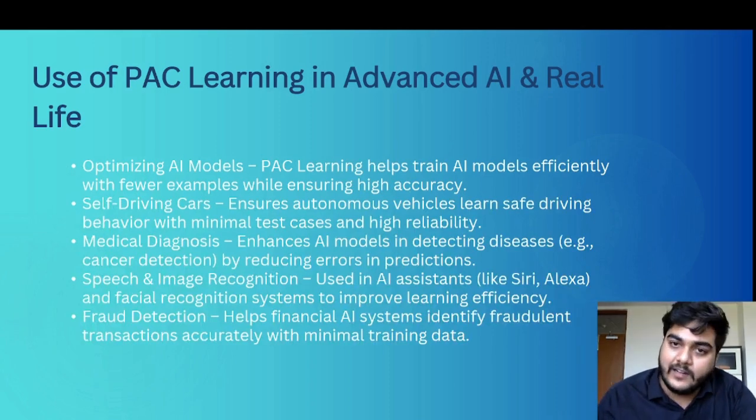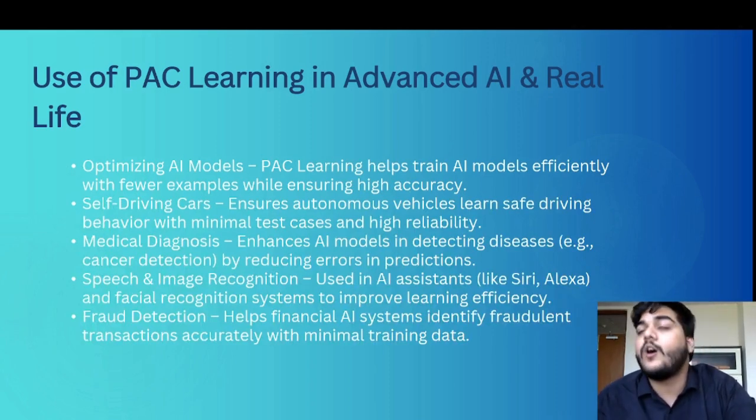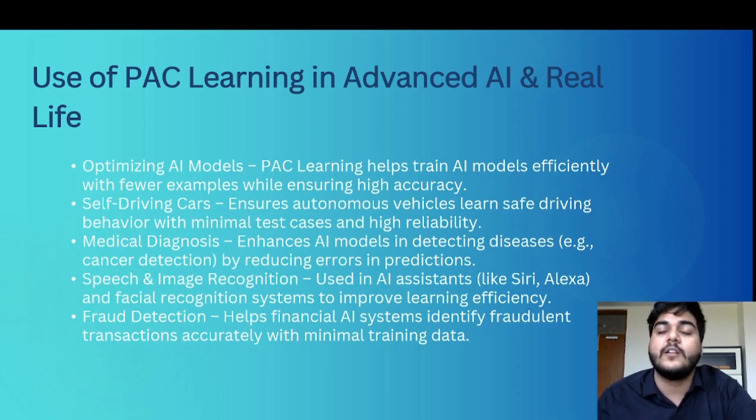Uses of PAC learning in advanced AI or in real life. Point number 1, optimizing AI models. PAC learning helps train AI models effectively with fewer examples while ensuring high accuracy. It means PAC learning only needs a few examples while it trains the model with high accuracy.